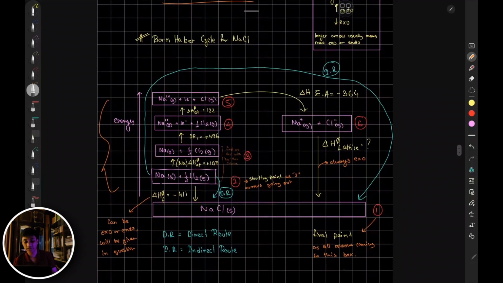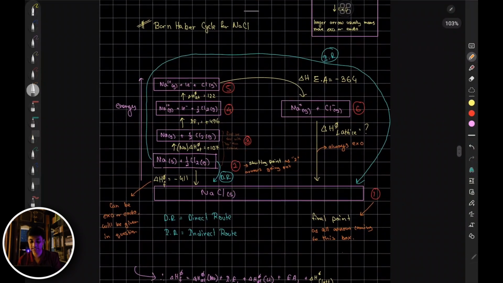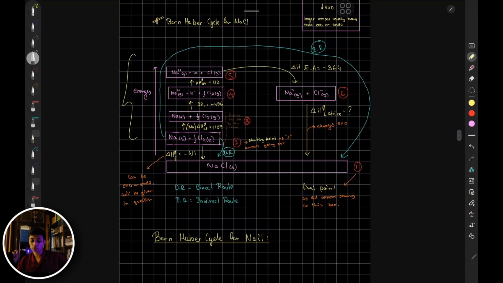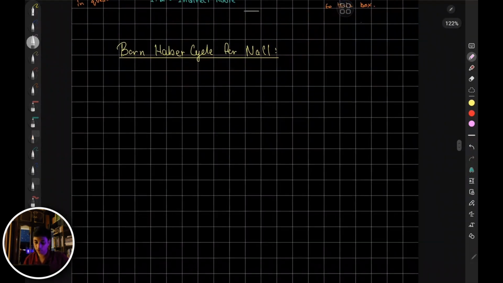Great. So I understand that this Born-Haber cycle is a bit messy and it may be a bit difficult to understand, so I'll try and draw this in a separate place. Alright, so in this example, we're going to be drawing the Born-Haber cycle for NaCl. I've already drawn it for you to look over, but we're going to draw it from scratch again to give you a better understanding of how to structure the Born-Haber cycle. So what we're forming over here is NaCl. Great, so we know the final product.